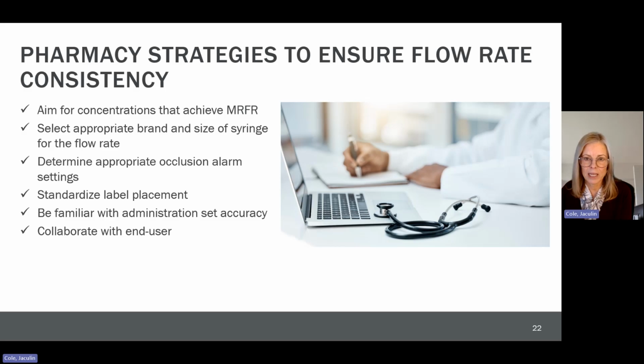Standardize the placement of medication labels on syringes so they don't impair the ability to appropriately load the syringe, but also make sure that label does not obscure the markings on the syringe so that the nurse can select and confirm the syringe size when loading the syringe into the pump. And you should also be familiar with administration set accuracy, as certain components and materials of administration sets can affect accuracy.